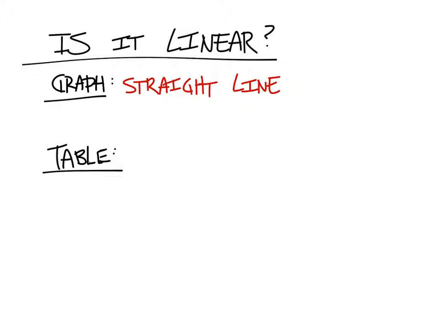A table. A different way to say that would be that it has to have a constant rate of change. So the rate of change cannot change.